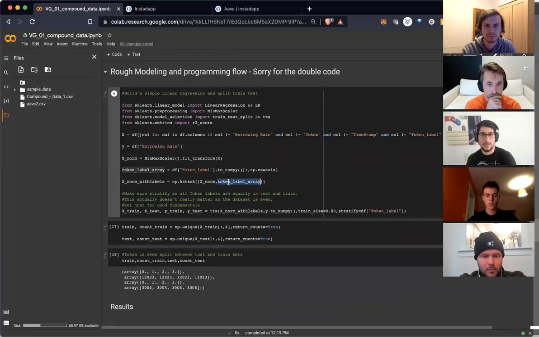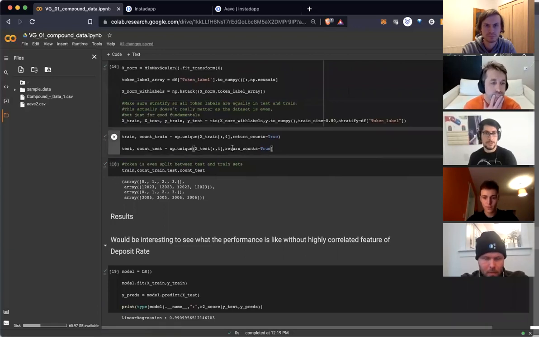Just putting the labels back on the 0s and 1s here, and then we're doing a test train split. We're splitting it 80% train, and stratifying it so that the train and test data sets have the same quantities of the different token labels. So you get a good representation of all tokens in the training and test data set.